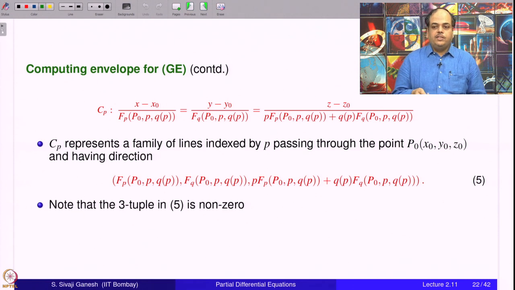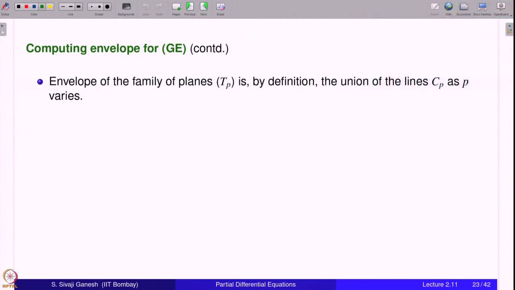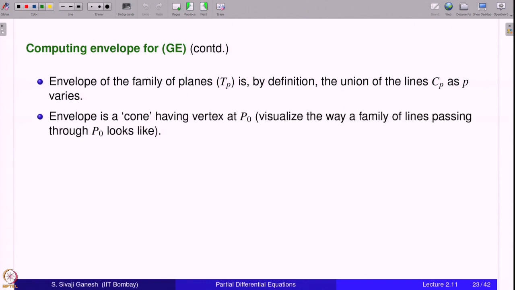The 3-tuple which is given in 5 is non-zero because we have assumed that FP square plus FQ square is not equal to 0 throughout the domain of F. That is a hypothesis on F. The envelope of the family of planes TP, by definition, is a union of CP. That means union of these lines. So, envelope is a cone having vertex at P0.